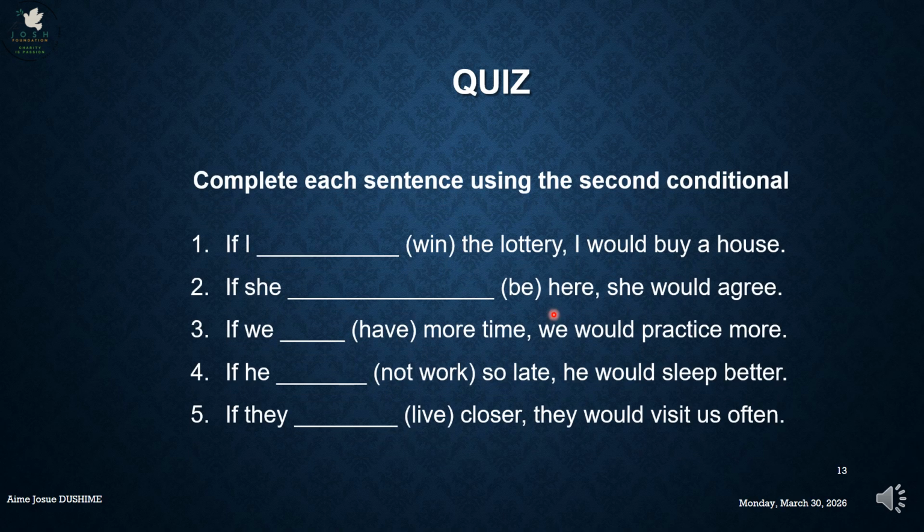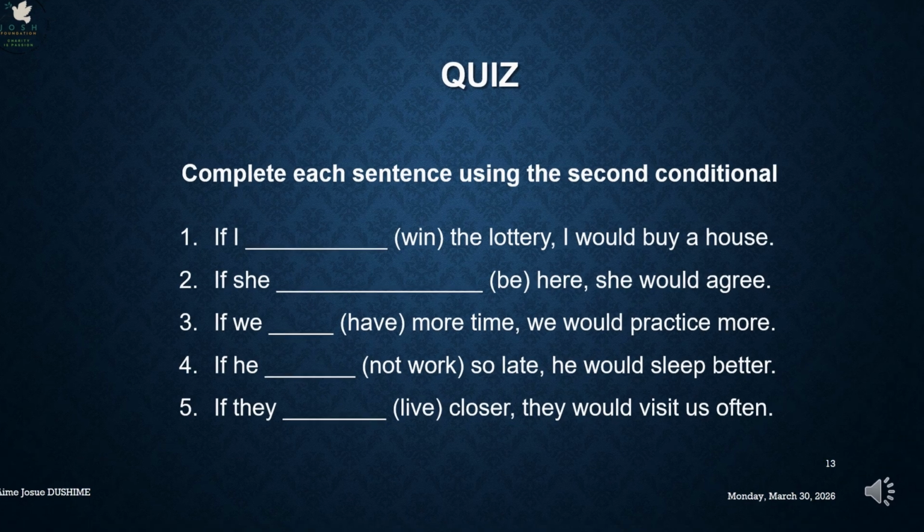Let's proceed with the quiz. Complete each sentence using the second conditional. If I dash dash the lottery, I would buy a house. If she dash dash here, she would agree. If we dash dash more time, we would practice more. If he dash dash so late, he would sleep better. If they dash dash closer, they would visit us often.